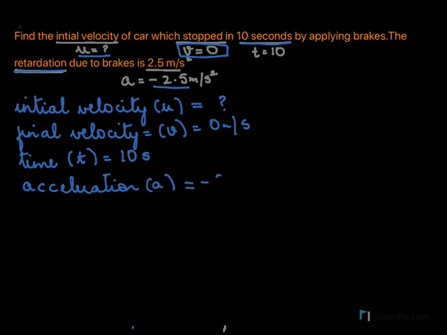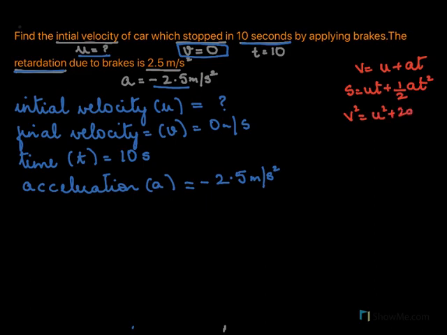minus. Why have we put the minus sign? Because it is retardation. Remember, this object is slowing down, it is stopping, so it is negative acceleration, which is retardation. We have three equations of motion. v equals u plus at. We have s equals ut plus half at square, and we have v square equals u square plus 2as. Now which one do we use?